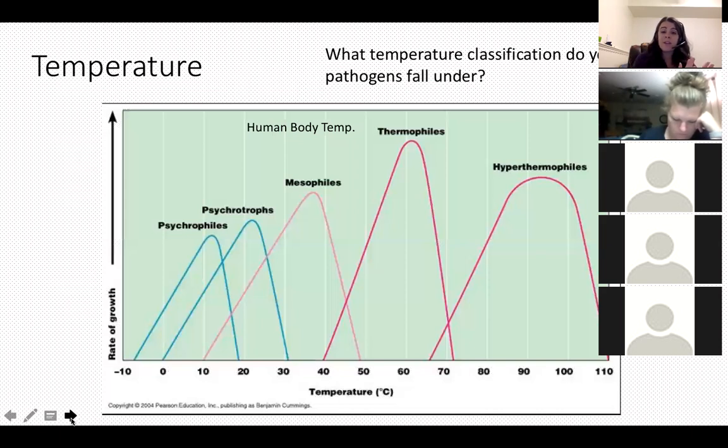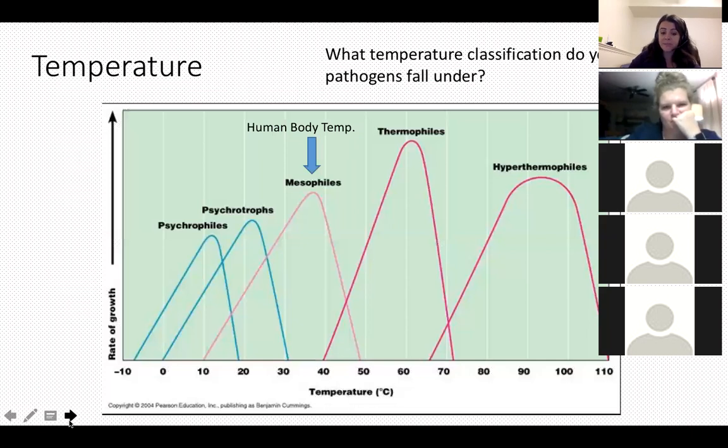So what temperature classification do you think most pathogens are going to fall under? Psychrophile, mesophile, thermophile, hyperthermophile? They're going to fall under that mesophile category because if you look, it peaks right around human body temperature, which is not a surprise if they're pathogens. Degrees Celsius is what this is listed in. If they're pathogens, they've evolved to infect us, and so they're going to like our temperature, right? So that's the temperature at which you're going to see most of the pathogens.